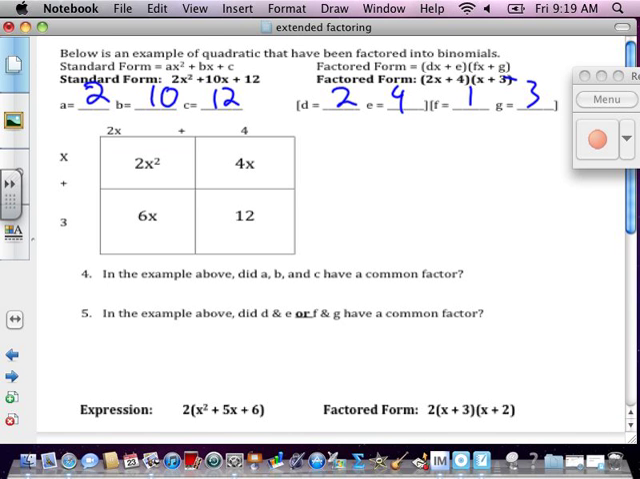In the example above, did A, B, and C have a common factor? Let's look at it. Yes. 2, 10, and 12. What is their common factor? 2. All right. Did D and E have a common factor? Yes, 2. So for D and E, okay, what about for F and G? F and G, no.